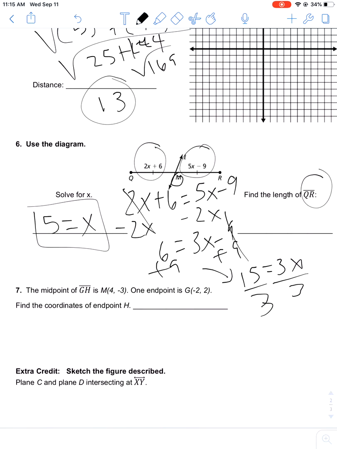But it also wants me to find QR. Well, QR is the whole thing. So let's plug in 5 here. 2 times 5 is 10 plus 6 is 16. But since this is a midpoint, that means this is 16 and that's 16. 16 plus 16 is 32.